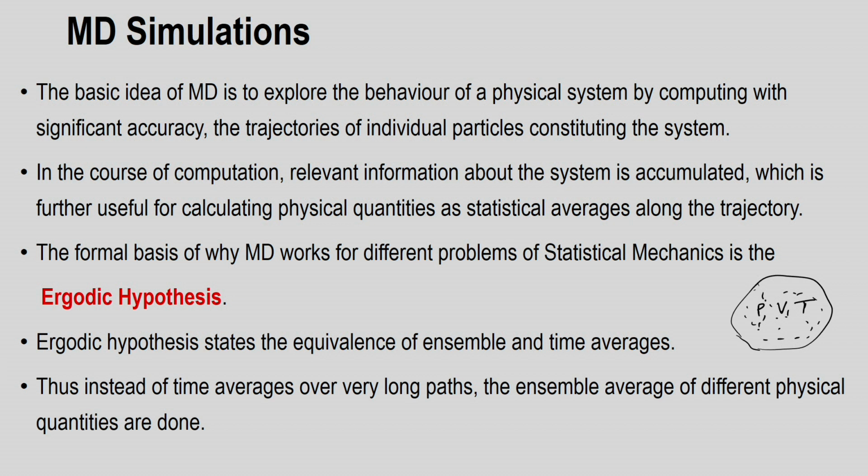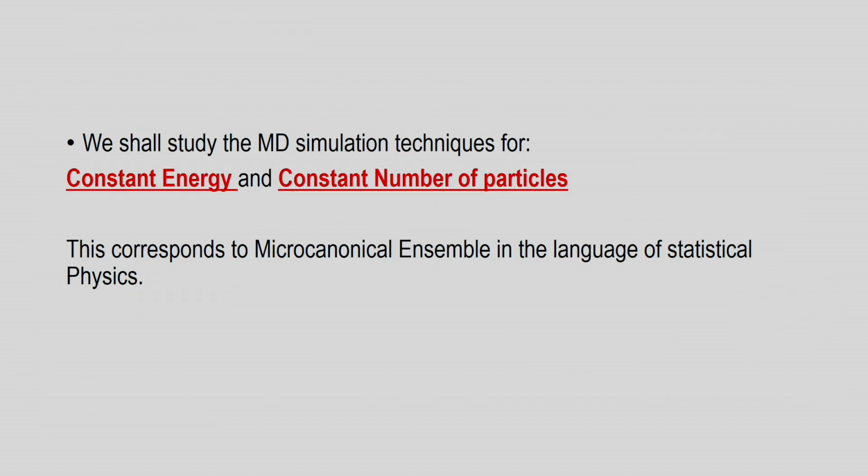So, as I said, instead of time averages over very long paths, the ensemble average for different physical quantities is done. Here we shall study the most rudimentary version of this MD simulation, because this is not a specialized course, it is a course which gives you an overview of the different numerical techniques. So, we will restrict ourselves to constant energy and constant number of particles, and if you have learned statistical mechanics at the undergraduate level, then you know that this corresponds to what is called a microcanonical ensemble.